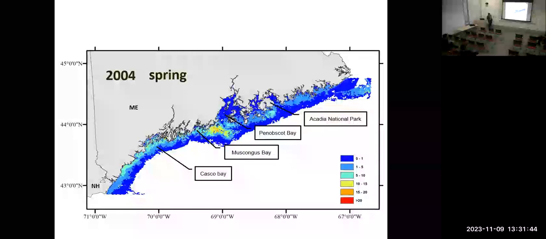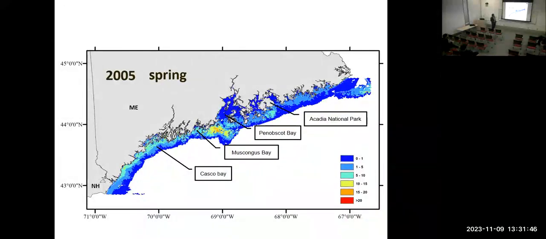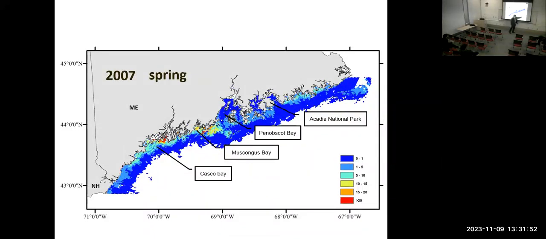Then you can look at the lobster density distributions over time, and you see different areas. The colors, of course, represent different densities. The red one means, I think, this is a 100 square meter unit or something like that. If it's red, then there are over 20 lobsters. So that's pretty dense.